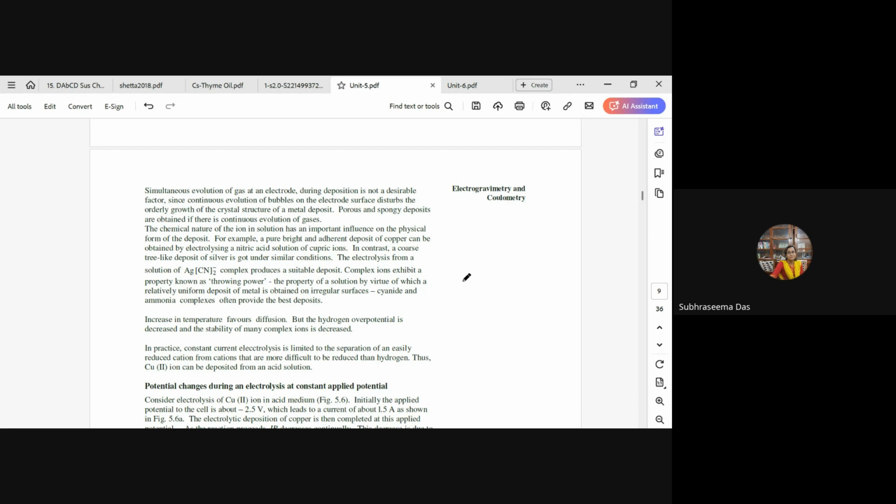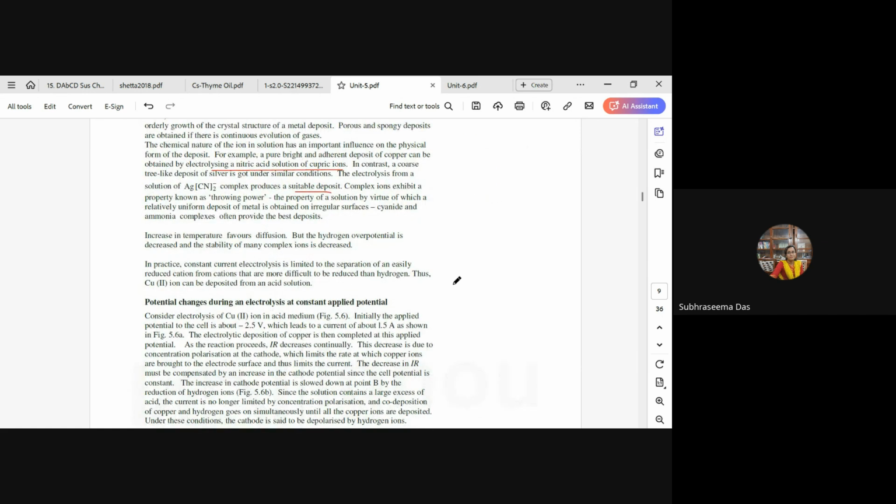The chemical nature of the ion in solution also has an important influence on the physical form of the deposit. For example, a pure and bright deposit of copper can be obtained by electrolyzing a nitric acid solution of cupric ions. In contrast, a coarse tree-like deposit of silver is obtained under similar conditions. The electrolysis from a solution of silver cyanide produces a very good deposit. Also, an increase in temperature favors the diffusion process, but the hydrogen overpotential is decreased and the stability of many complex ions is decreased.